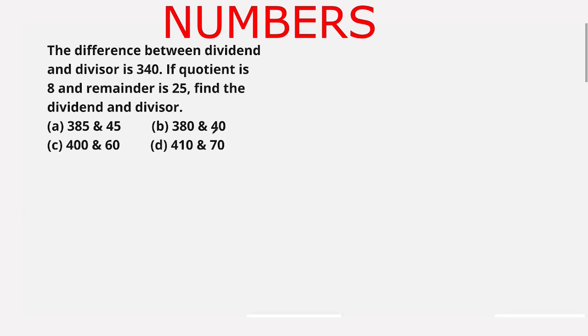In option B, we multiply 40 by 8. 8 times 40 is 320. And when we subtract 320 from 380, the remainder comes out to be 60, which is not 25. It means that our answer is option A. When we multiply 45 by 8, we get 360, and 360 when subtracted from 385 leaves the remainder 25. It means that our answer is option A.